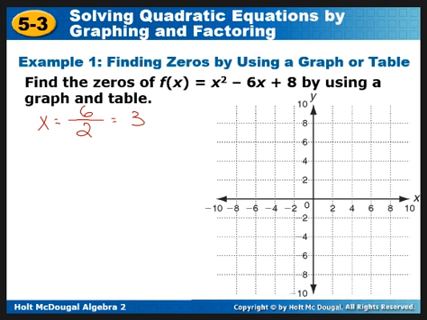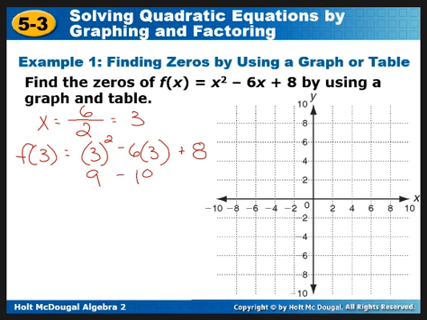Now I'm going to take that and fill it in to the original equation. So 3 squared minus 6 times 3 plus 8. Alright, so I'm going to end up with 9 minus 18 plus 8. So essentially 17 minus 18, so it's going to give me negative 1. So I filled in 3, I got negative 1, so my vertex is going to be somewhere right about in this area.